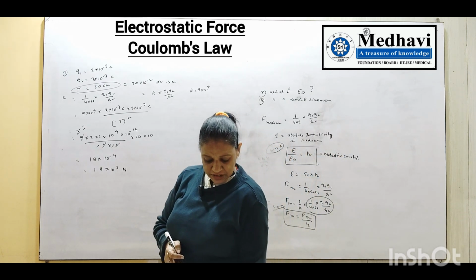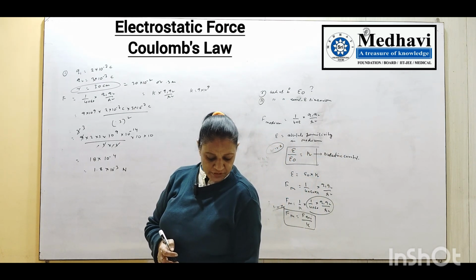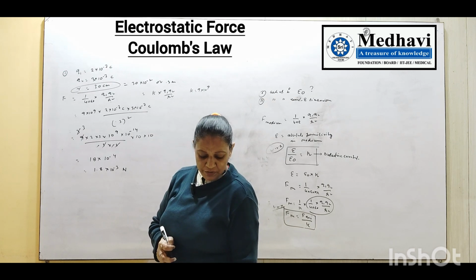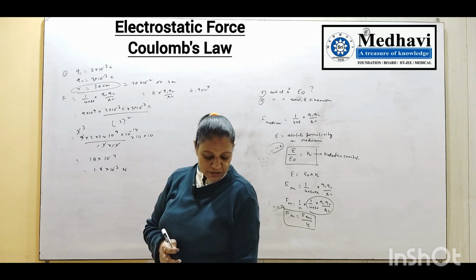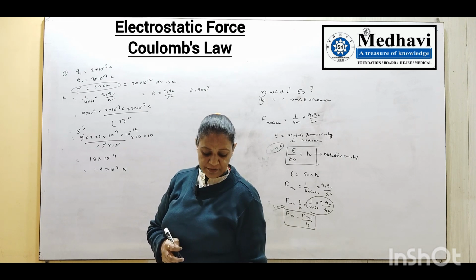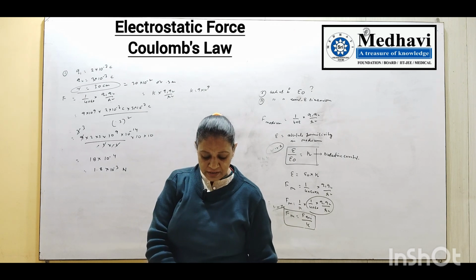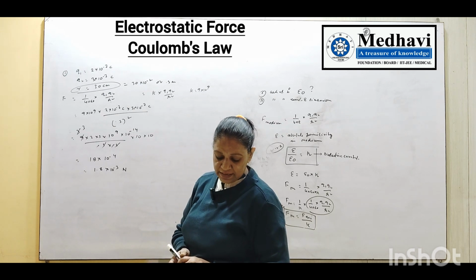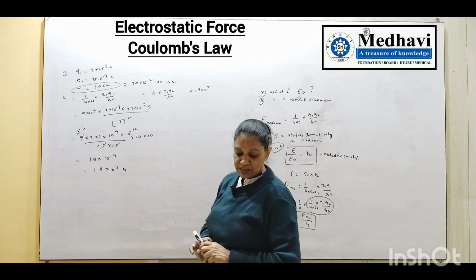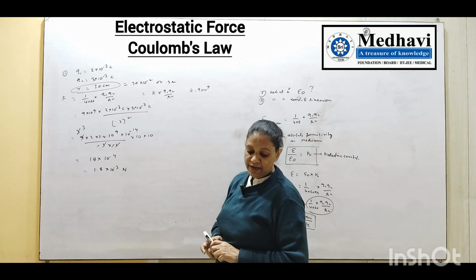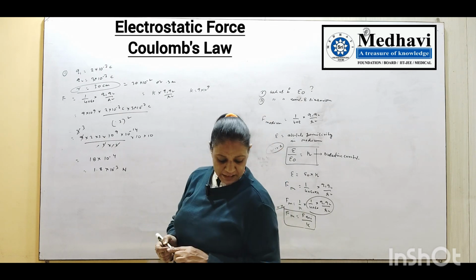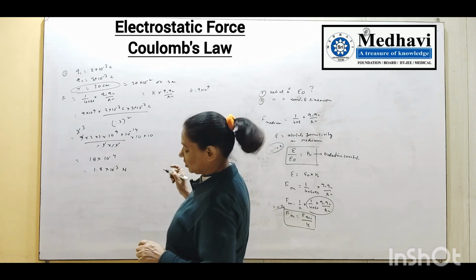The second question is given: the electrostatic force on a small sphere of charge 0.4 microcoulomb due to another small sphere of charge in air is this. What is the distance between the two spheres? In the second question, the magnitude of the force is given, the magnitudes of the charges are also given, and you have to find the distance.